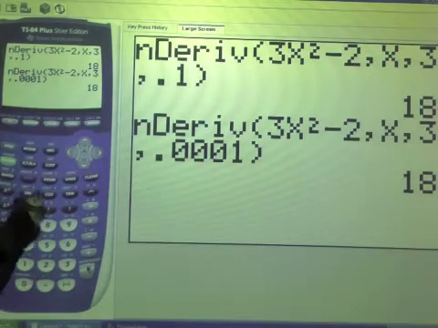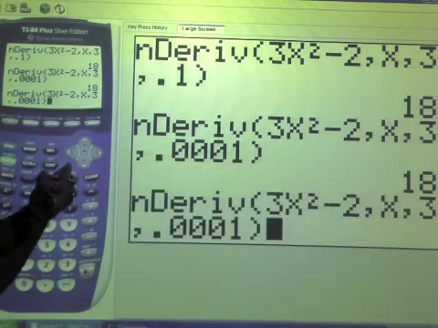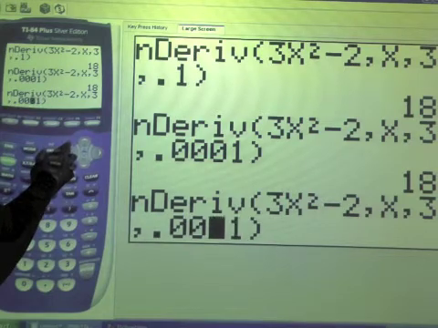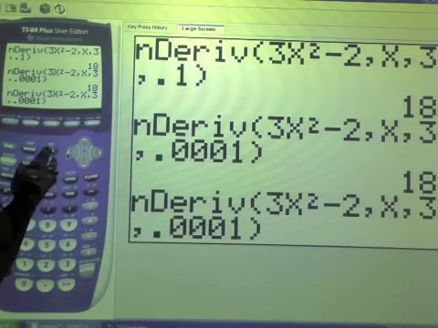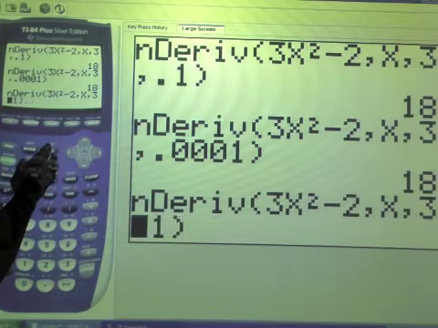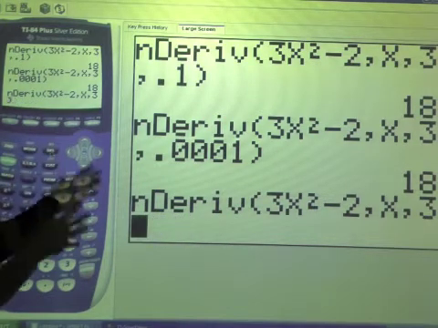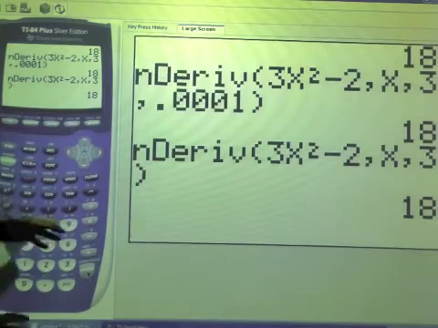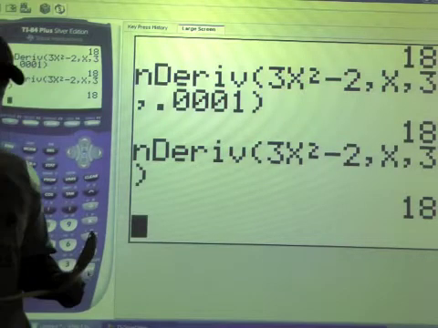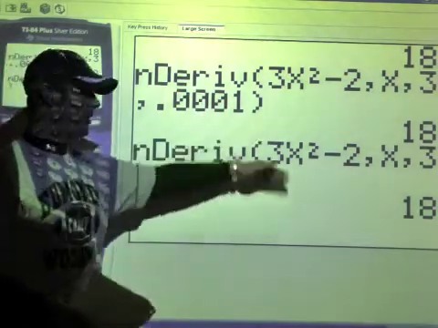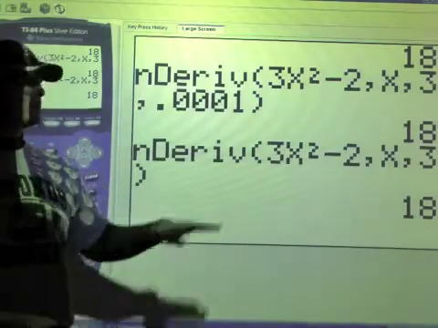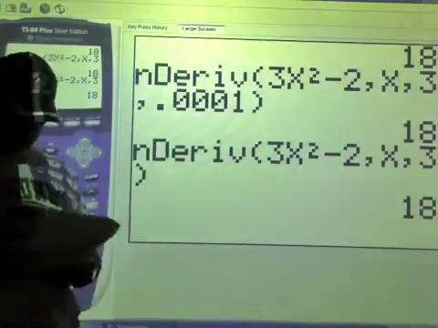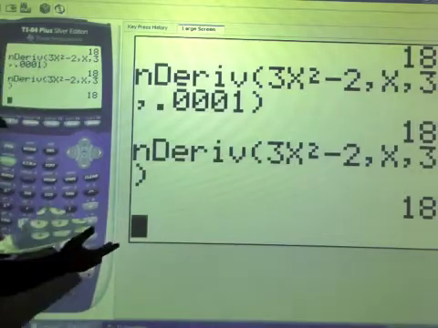Now again, you can leave that off in general. So if we just end with comma 3 at the end and don't put any h value in, it automatically puts in a really small number. In this particular case, all the answers turned out to be 18 and they're all the same. That doesn't always happen. This just happens with this example. In fact, let's look at a different one.